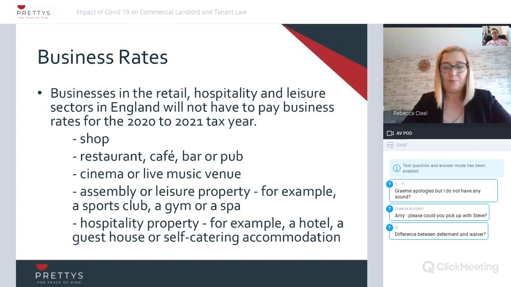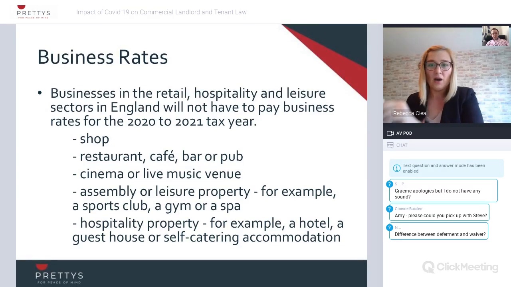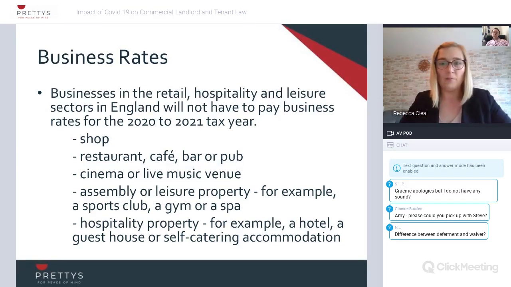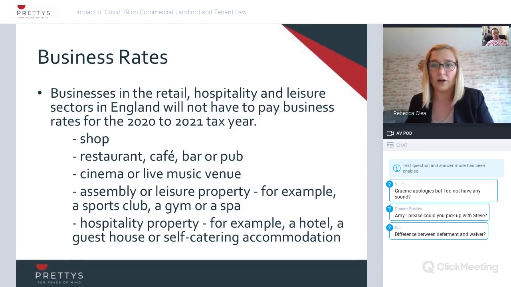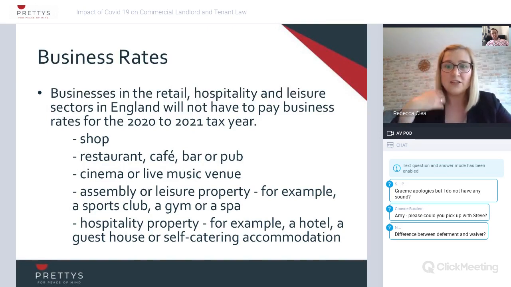Okay, so business rates. Obviously, a lot of the COVID-linked support is linked to business rates. I'm not going to talk about that here. It's just really a summary of the support offered in terms of business rates relief.